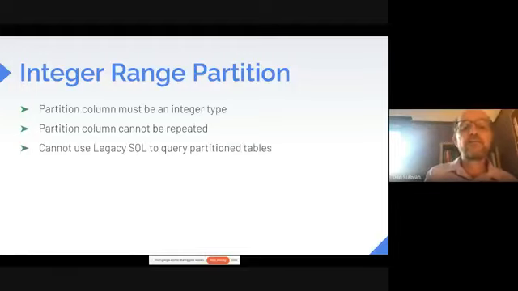Now, BigQuery has something called legacy SQL, which is an older SQL that was used with BigQuery originally, as opposed to standard SQL, which is what we use now. Integer range partition can't be used with that older legacy SQL, but I can't think of a reason why we wouldn't be using standard SQL on a new data warehouse now. So this probably shouldn't be much of an issue.